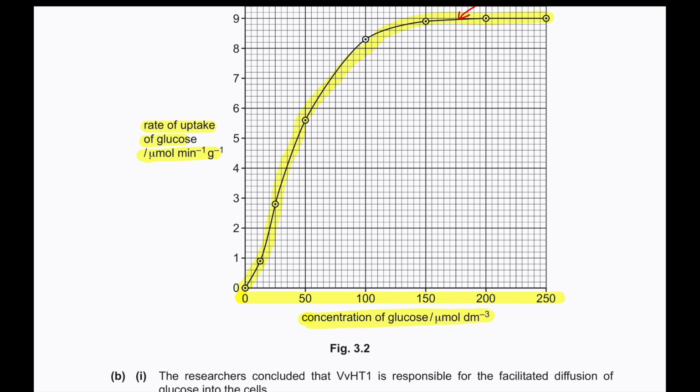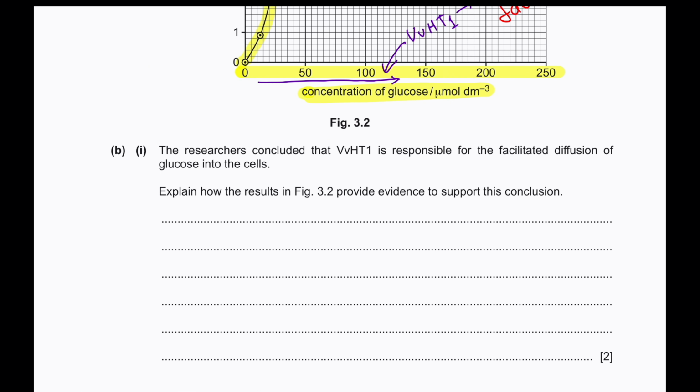And the other information is, as we increase the concentration, this particular VVHT1 is a channel protein that carries the glucose by means of facilitated diffusion, because as the concentration increased, the rate of uptake also increased. Now, the question says the researchers concluded that VVHT1 is responsible for facilitated diffusion of glucose into the cell. So our graph also gives us the same conclusion.